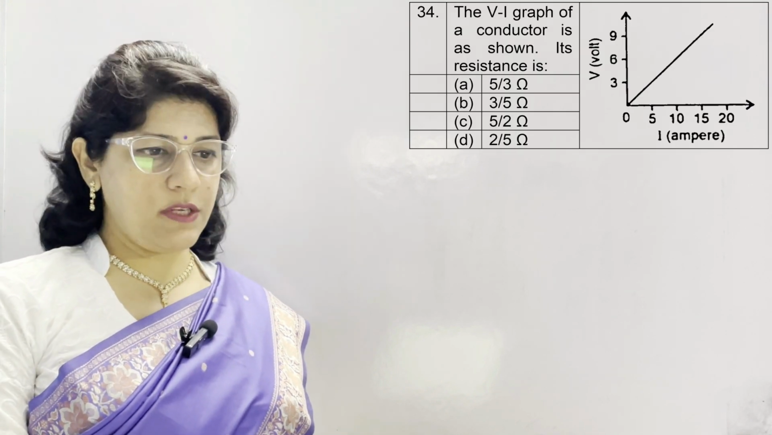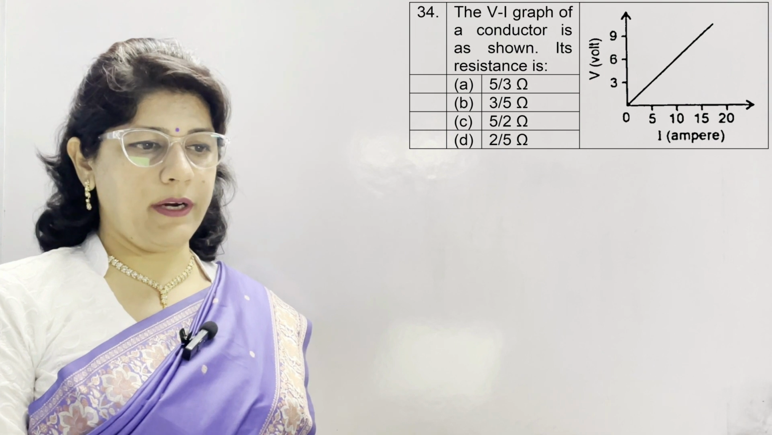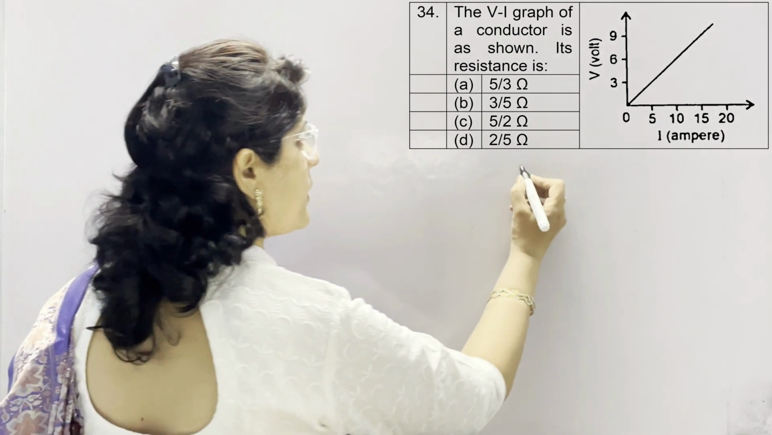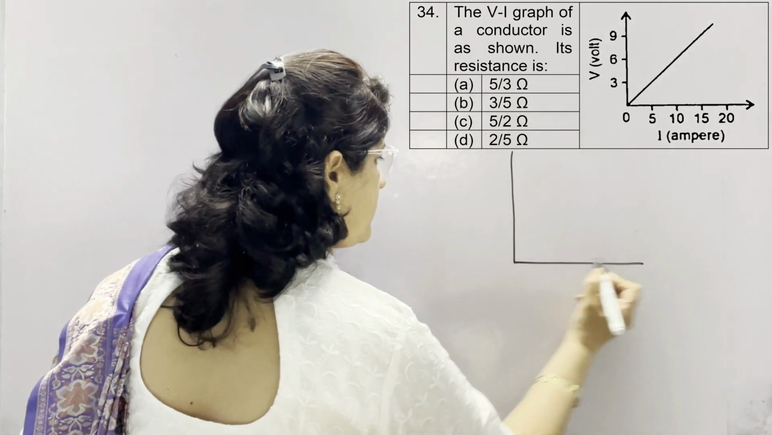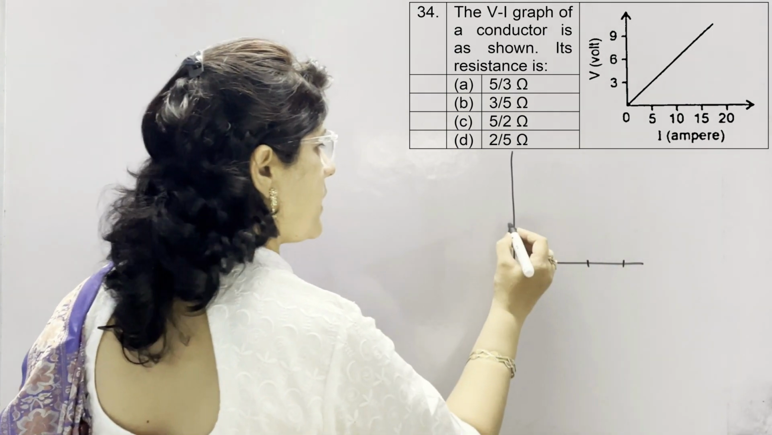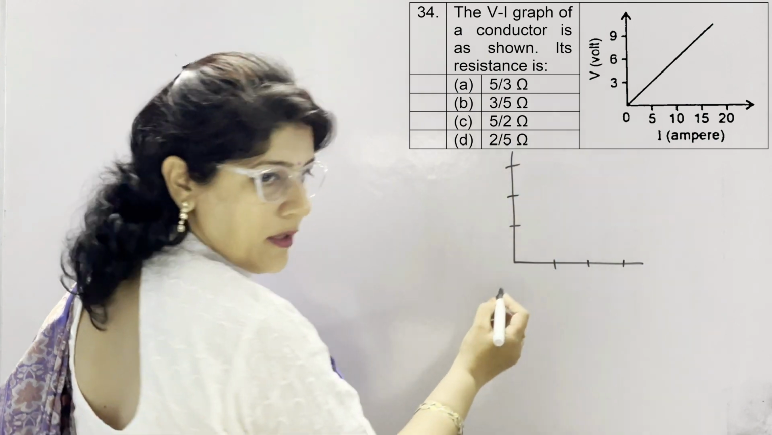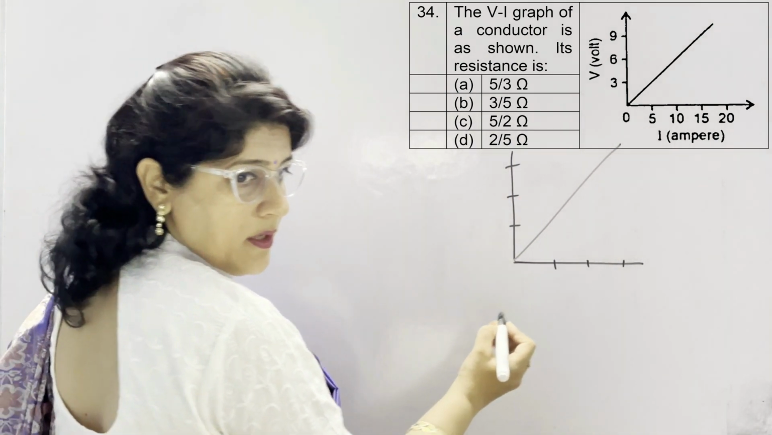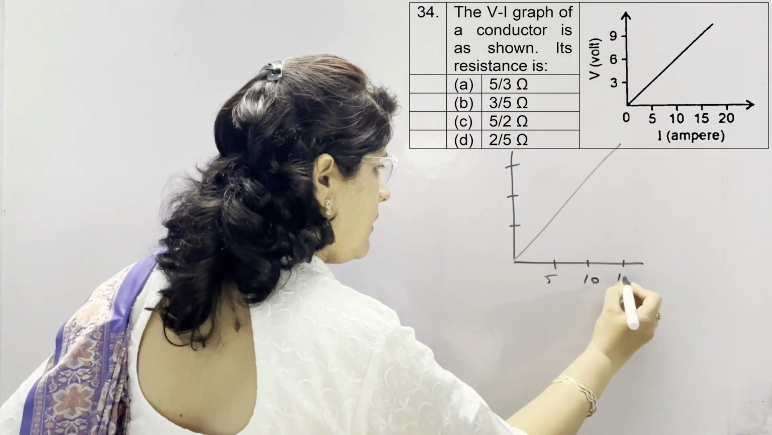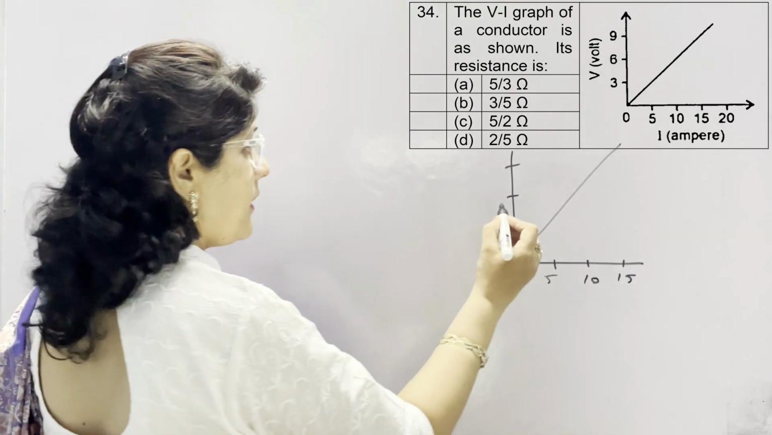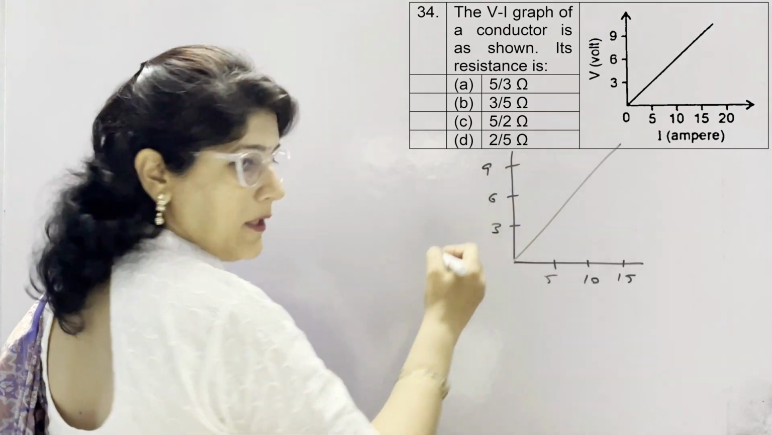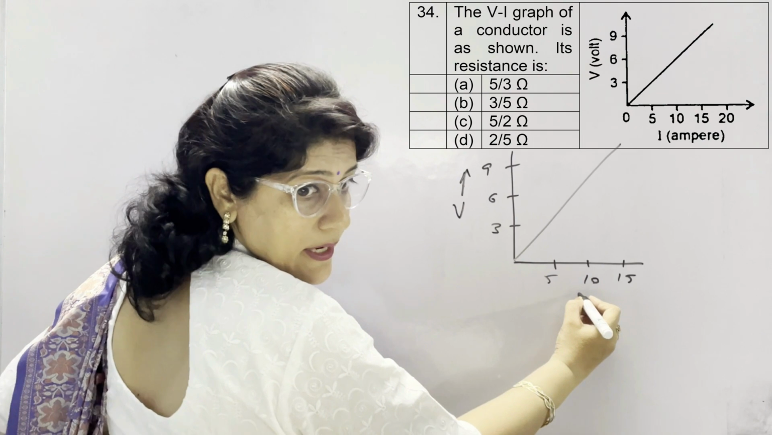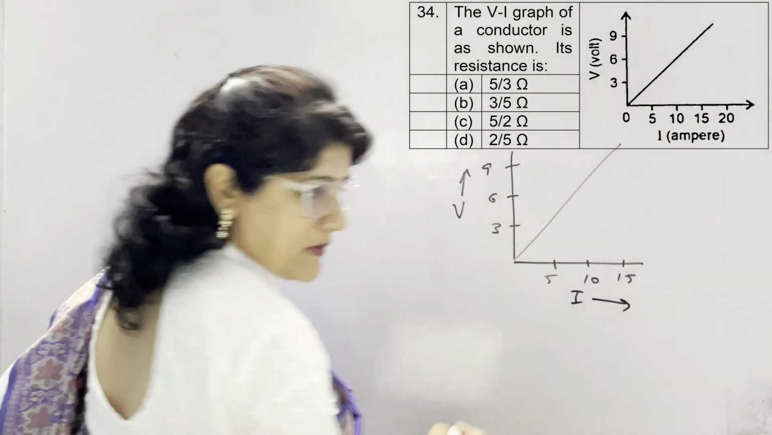In question number 34, the VI graph of a conductor is as shown. Its resistance is, here values of the graph are given. Values given are, 3 values are given here and 3 are given here, and linear variation is there. Positive slope is there. Values are 5, 10, 15, 20 and here 3, 6 and 9. Voltage is showing on y-axis and current on x-axis.